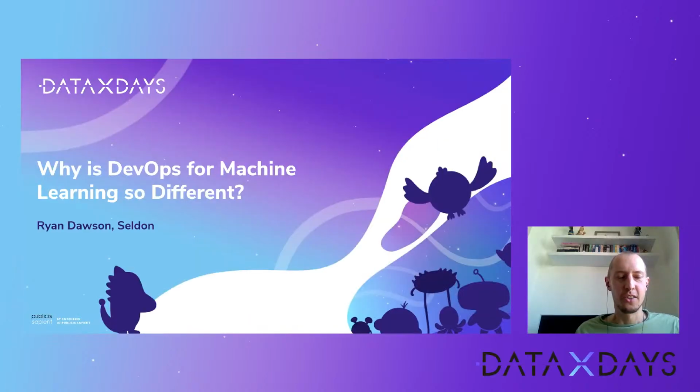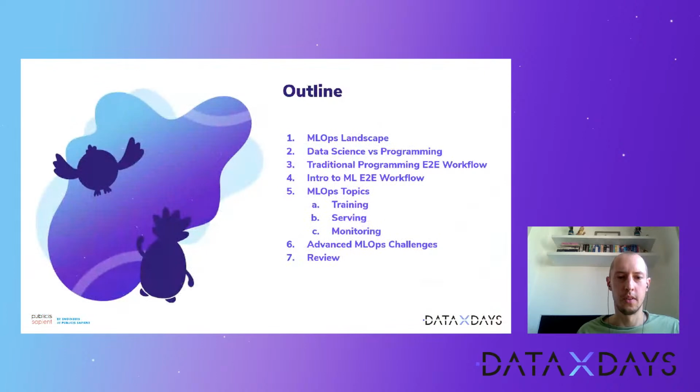Excellent, thank you. So why is DevOps for machine learning so different? This session is going to be a bit of an introduction to the MLOps landscape. In particular, we're going to look at that MLOps landscape starting from a DevOps perspective and understand why the landscape is so complex. In order to do that, we need to understand the differences between data science and programming and how those workflows differ from one another. With a better understanding of the machine learning workflow, we can then drill into more specific MLOps topics, such as training, serving, and monitoring.